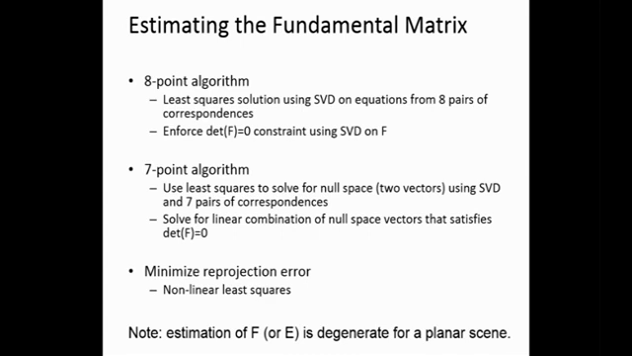So I'll get into the 8-point algorithm in a moment, but one thing to note is that trying to estimate F or E is degenerate for a planar scene. If all of your 3D points that are imaging onto your corresponding points are on the same plane, then you can't solve for F. Then there are many valid solutions for F, and so you're going to get some random solution, and it's easy to detect that your solution is invalid, because if you draw your epipolar lines, then they won't intersect at a single point.